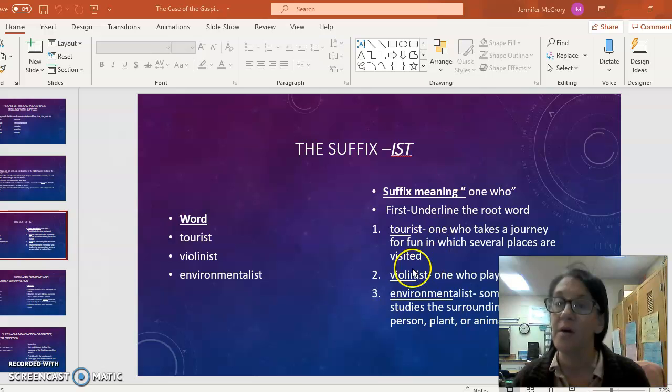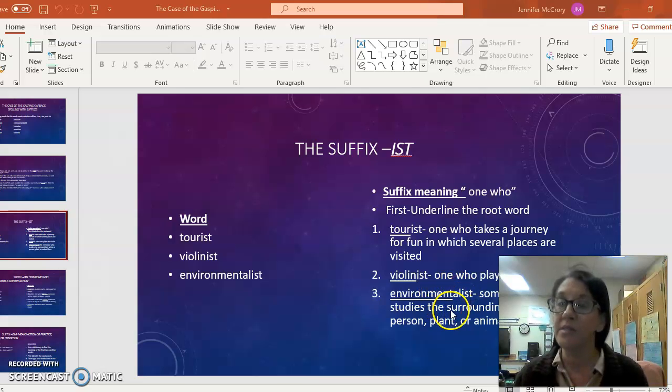Once again, I am underlining that fabulous root word, violin, one of my favorite instruments. I love to listen to it, and we're familiar with that instrument. That's prior knowledge that I already have. I can visualize that. And so I know when I combine those two meanings, it is one who plays the violin. All right, so that's easy.